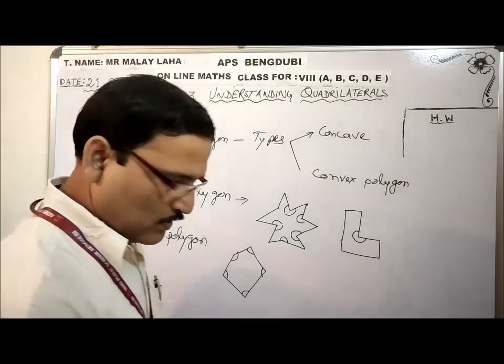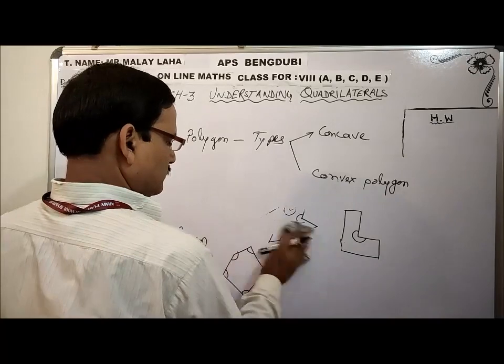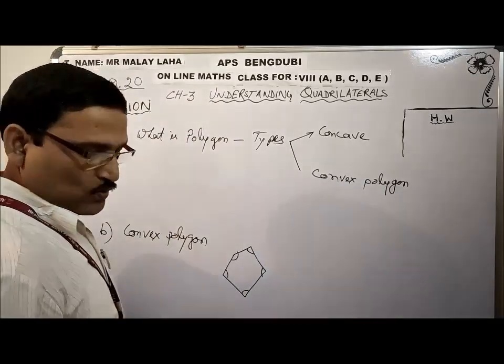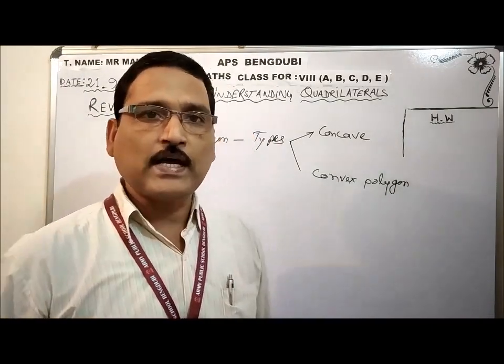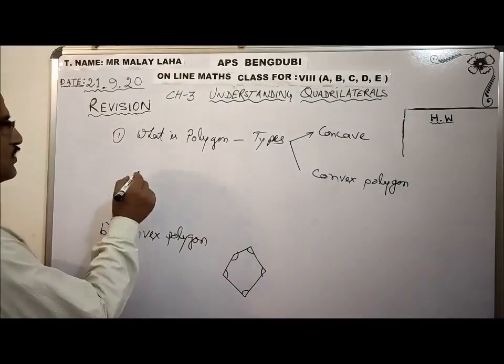But before that, I should say one thing. What is polygon? I said a simple closed curved figure made by line segments is called polygon. The question is, how can I identify? A polygon will always be a 2D shape, made by line segments.